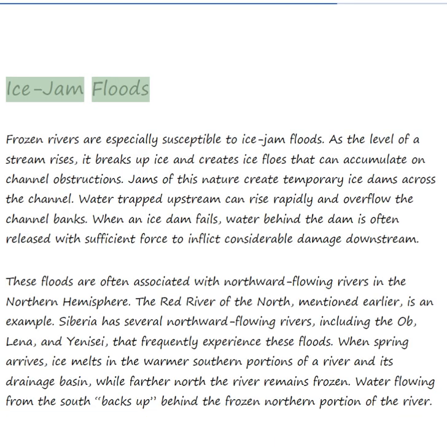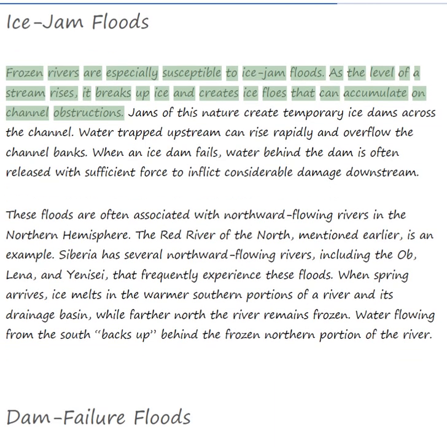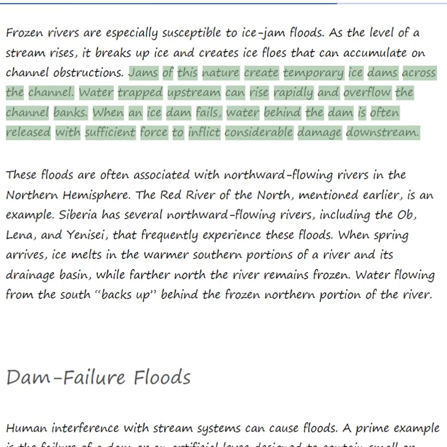Ice jam floods. Frozen rivers are especially susceptible to ice jam floods. As the level of a stream rises, it breaks up ice and creates ice flows that can accumulate on channel obstructions. Jams of this nature create temporary ice dams across the channel. Water trapped upstream can rise rapidly and overflow the channel banks. When an ice dam fails, water behind the dam is often released with sufficient force to inflict considerable damage downstream.